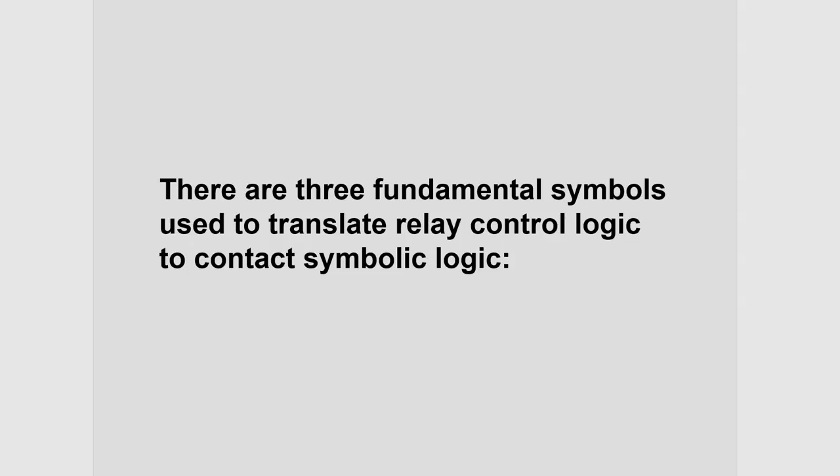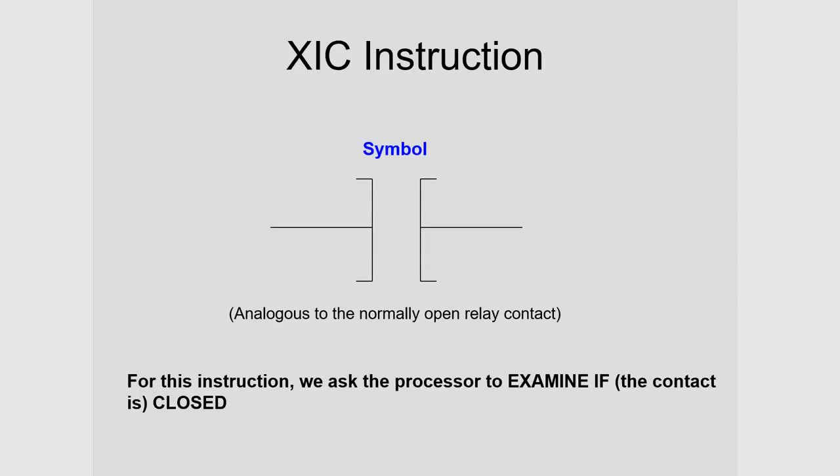We can actually take a relay control circuit or relay control logic and implement that in this contact symbology. What you'll see is that the actual ladder logic we use to program the PLC is very, very similar to the relay control logic that you've seen in the past. So now I want to look at the three fundamental symbols used in relay ladder logic. Here's the first one.